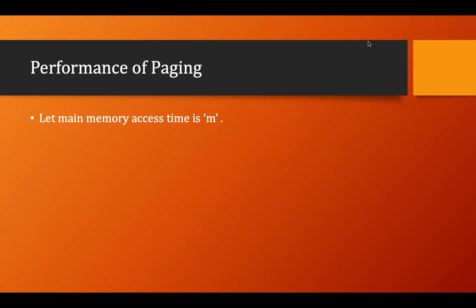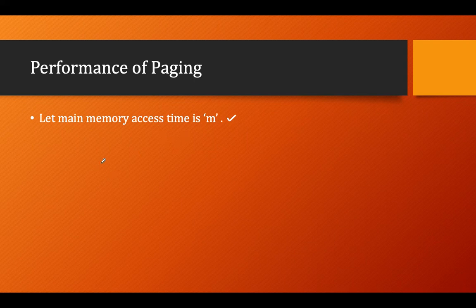Now let's see what is the performance of the paging. The performance means, if we have the direct access, the direct access main memory time is M, let's say M nanosecond or M millisecond. So we consider that this is the time for accessing the main memory. And if we are using the paging, then what will be the access time?